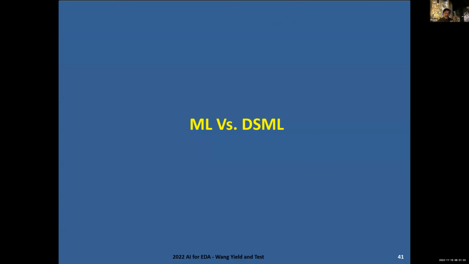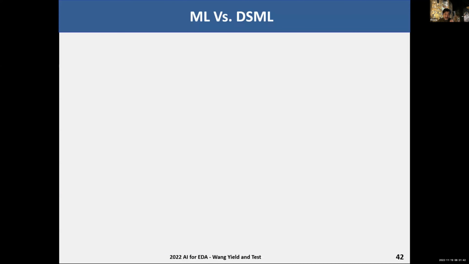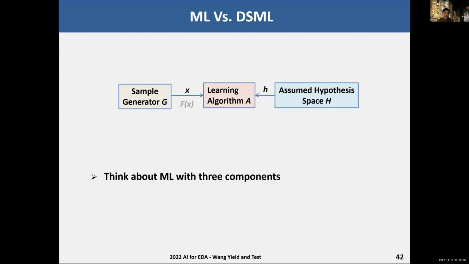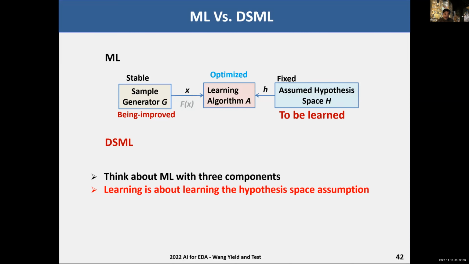So in summary, what is the difference between machine learning and our view of domain-specific machine learning? Well, to think about machine learning, we can simplify it into three major components. We have a sample generator that will produce a training set. To learn, we come up with a hypothesis space assumption H, comprising many or sometimes infinite hypotheses. In the middle is our learning algorithm that tries to find the best hypothesis for the given dataset. In machine learning, the assumption is that the sample generator G is stable. We usually assume a fixed hypothesis space, and this enables us to formulate the learning problem as solving an optimization problem. In the DSML we talk about, G is actually the one to be improved, and our assumption is actually the one to be learned. In other words, we are searching for a hypothesis that can be validated by the data.